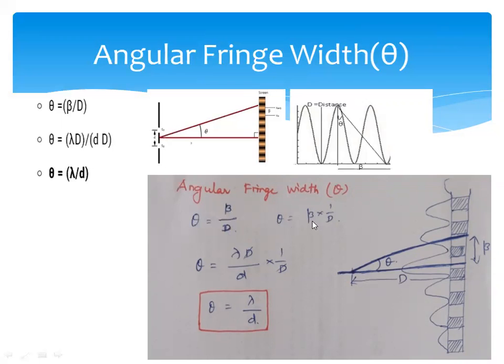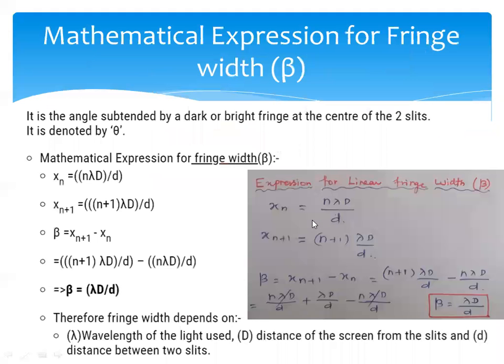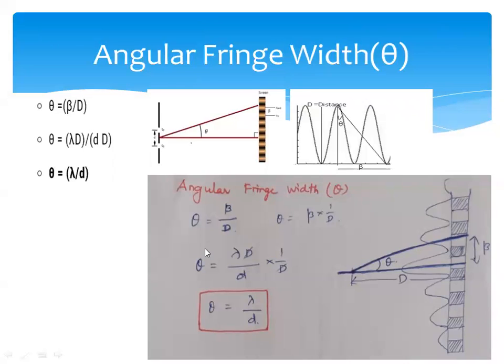We have already found out the value of beta. Beta is equal to lambda D by small d. This beta value we substitute here instead of beta. So instead of beta, lambda capital D by small d, into 1 by capital D. This capital D will get cancelled. So the value which comes out is theta is equal to lambda by d. This is the angular fringe width value. This is also very important when it comes to numericals. These are all the formulas which you should remember, so that you can do the numericals very easily.